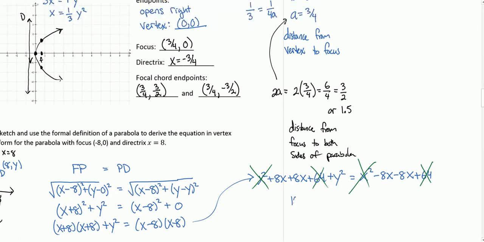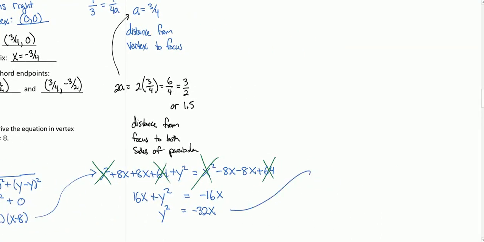And so we have 16x plus y squared is equal to -16x. Subtract 16x from both sides. We get -32x. I'm going to switch sides, so -32x is equal to y squared. Remember there's a 1 in front of that y squared, so divide by -32 and you get x is equal to -1 over 32 y squared, and that's your answer.